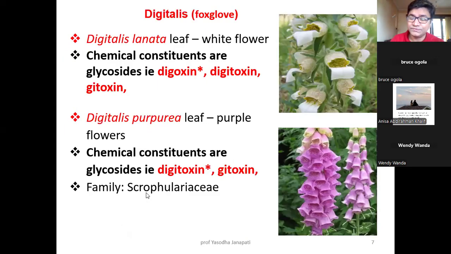Then we told 2 drugs from the natural source, that is Digitalis lanata and Digitalis purpurea. Purpurea means purple color like.